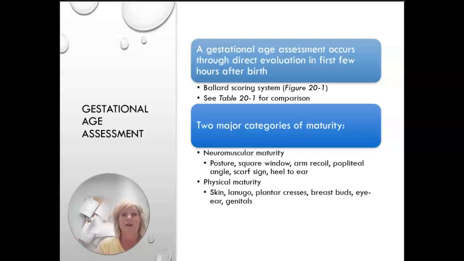Then you're going to look at physical. This is what you're going to see. What does their skin look like? Is it peeling or is it translucent? Do they have a lot of lanugo or do they not have any lanugo? Do they have those plantar creases on their feet or do they not have any?